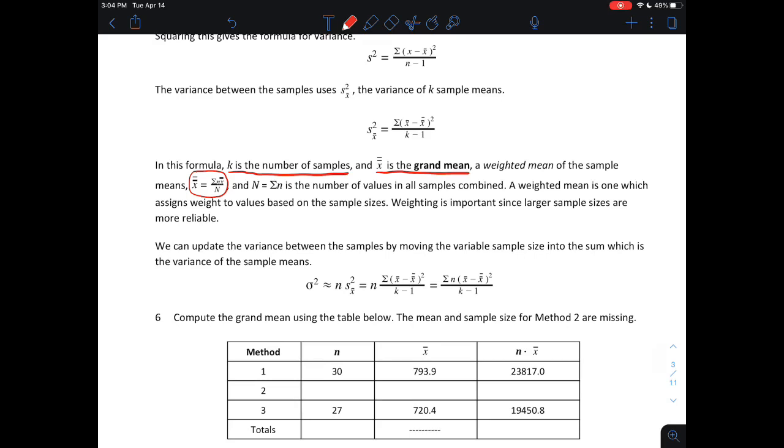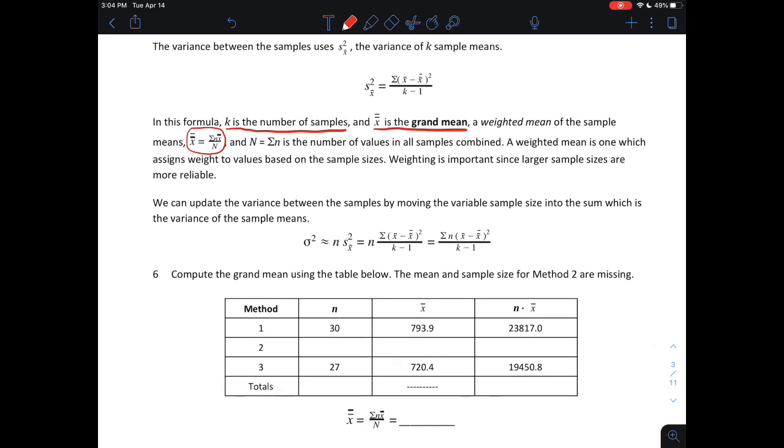We can update the variance between the samples by moving the variable sample size into the sum, which is the variance of the sample means. So here, sigma squared can be approximated by n times s sub x bar squared, which is equal to n times that formula that we had for s sub x bar squared up above. And then what they were saying is we can move the n into the formula, so we get the fraction sum of the products n times the quantity x bar minus x double bar squared divided by k minus 1.